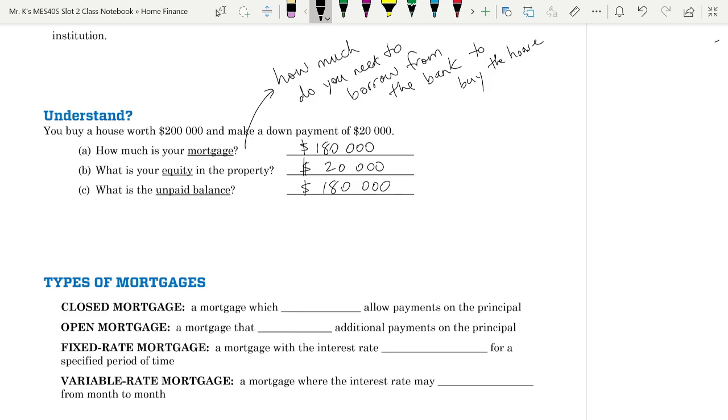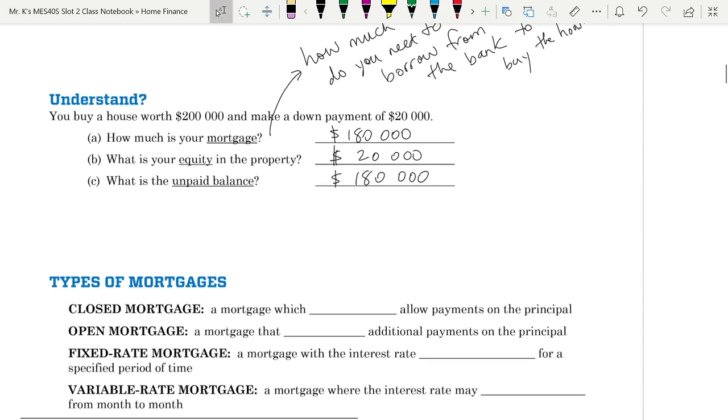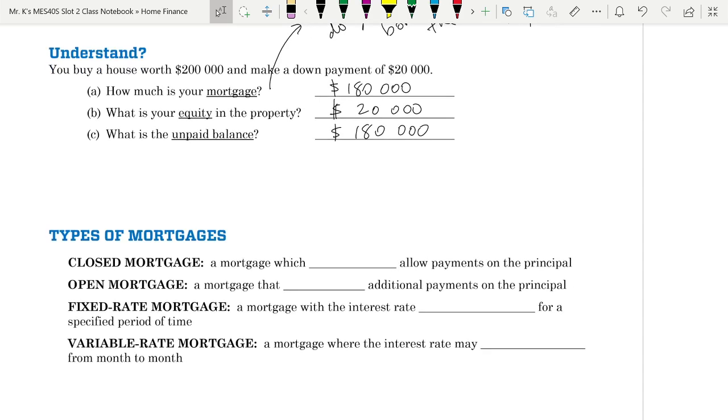Now, there are several types of mortgages. Oh, actually, before we move on to types of mortgages, let's put in a formula. Your monthly payments.